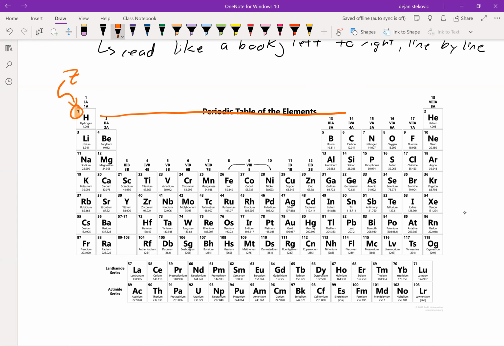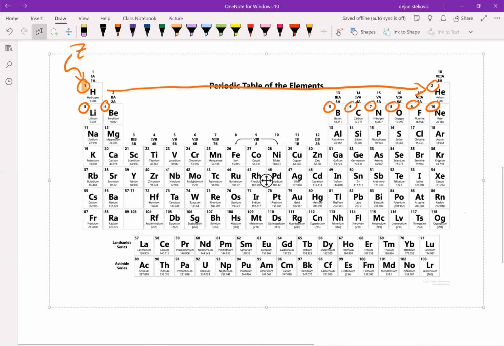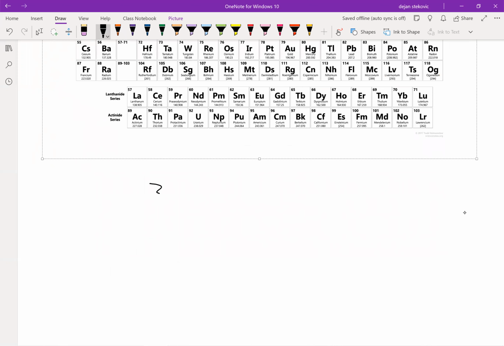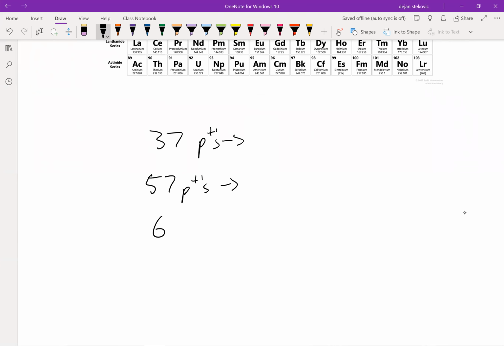And then when we go from left all the way to the right here, we get 2 protons, now you're helium. Then the next line, 3, you're lithium, 4 protons, you're beryllium, 5 protons, you're boron, 6, you're carbon, 7, you're nitrogen, 8, you're oxygen, 9, you're fluorine, 10, you're neon, and so on and so forth. So let's go ahead and do a little bit of practice to make sure that we understand this. If you have 37 protons, what element are you? If you have 57 protons, what element are you? And then if you have 6 protons, what element are you?